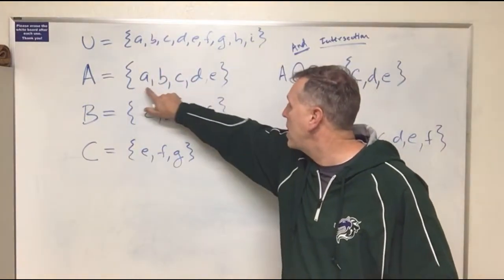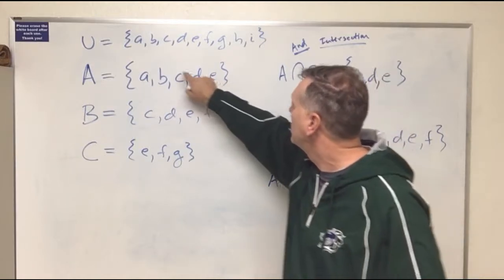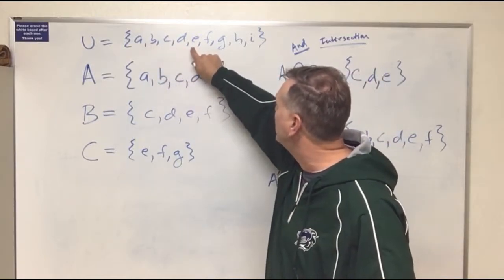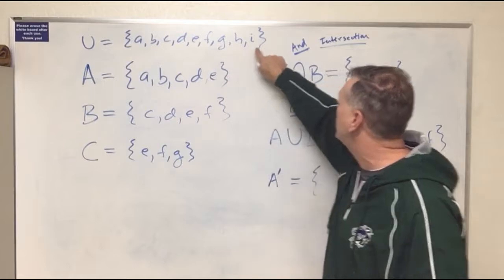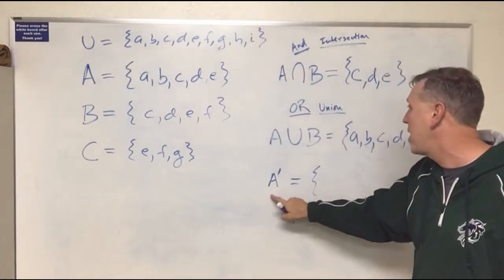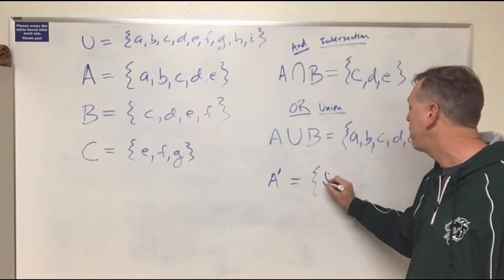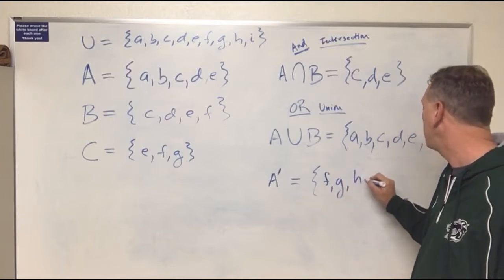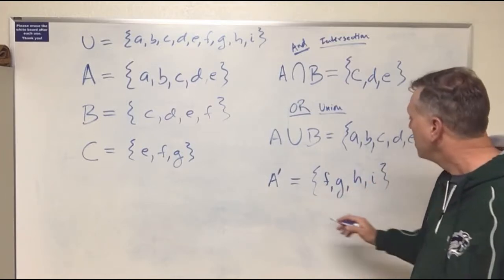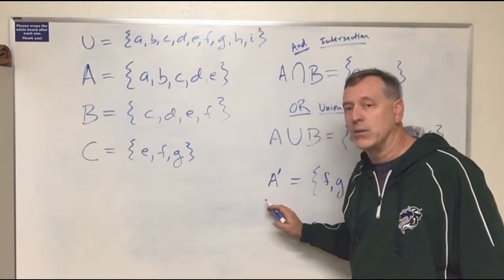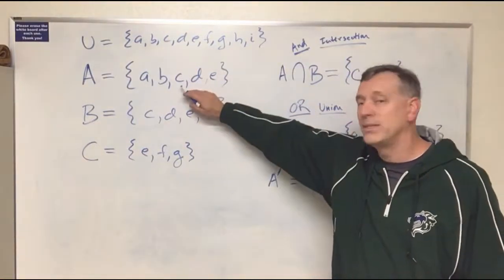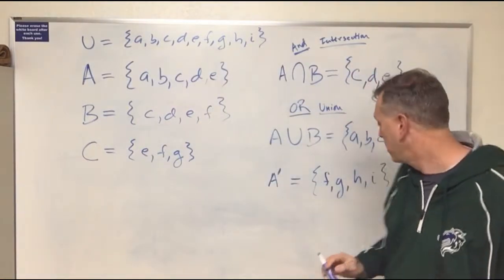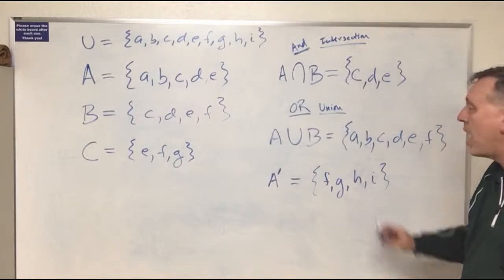As you'll notice, A is A, B, C, D, and E. So A, B, C, D, and E are in the universal set, but F, G, H, I are not in A. So this is F, G, H, and I. This is the set of items in the universal set that are not in set A. So F, G, H, and I.